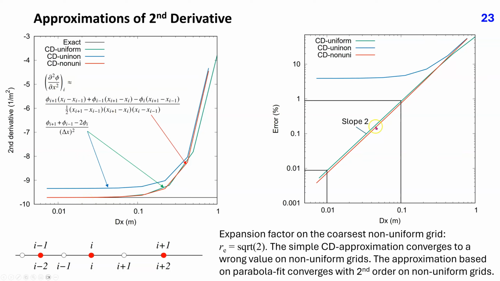This figure shows the errors from approximations on each grid versus grid spacing plotted on a log-log scale. We see that the simple approximation applied to uniform grids and the more sophisticated approximation applied to non-uniform grids converge with second order. When the grid spacing is reduced by 1 order of magnitude, the error is reduced 2 orders of magnitude. This confirms the analysis from slide 17, where the second order convergence was predicted even though the approximation contains formally a first order term in the leading truncation error term. The simple approximation applied to non-uniform grids converges to a wrong value of the derivative as the grid is refined.